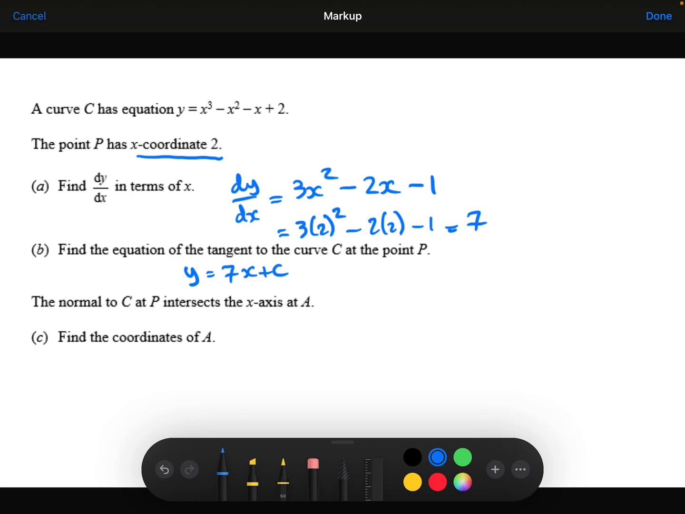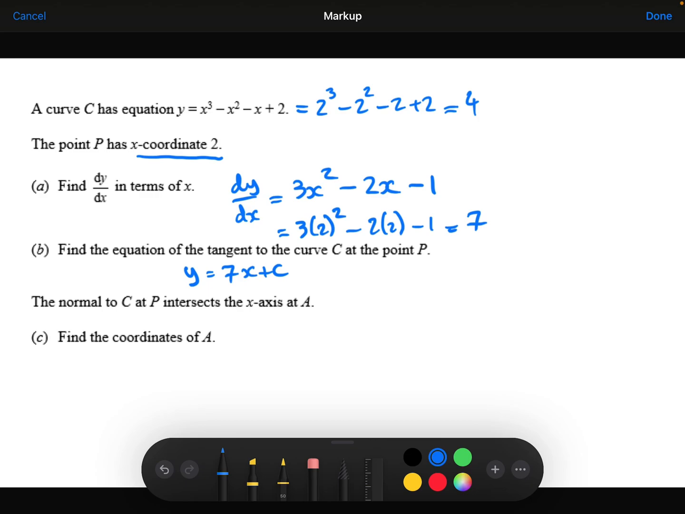To get my y-intercept, I want to substitute a coordinate in. I know the x-coordinate is 2. I don't know the y-coordinate yet. But that's fine, because I can substitute 2 into the original y equation to get the y-coordinate. And when I do that, we get 4. So when x is 2, y is 4.